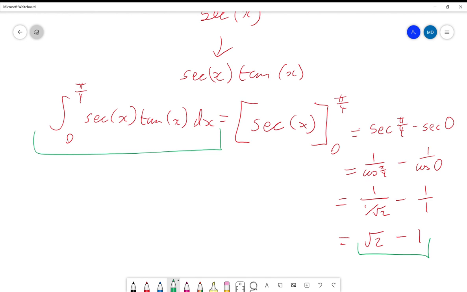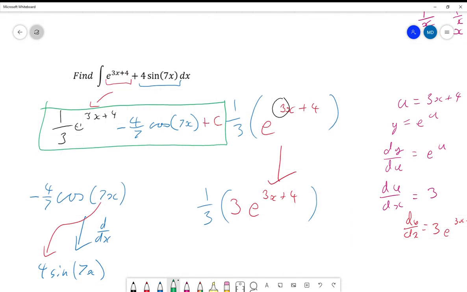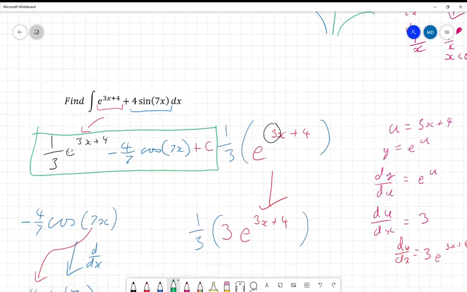Okay, so that's just a quick video on how to integrate various different functions based upon their derivatives. So just sort of anti-differentiating all of these different things.